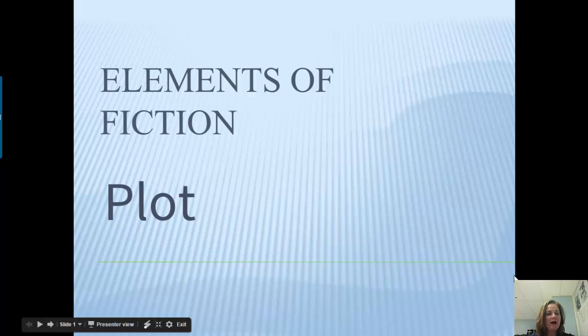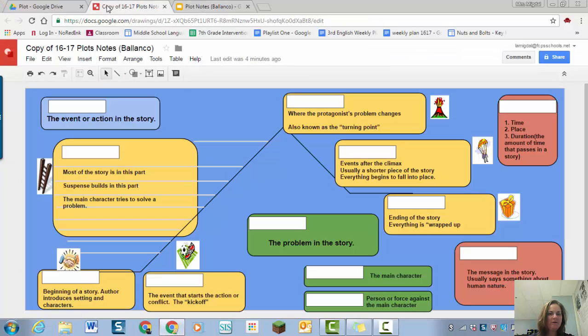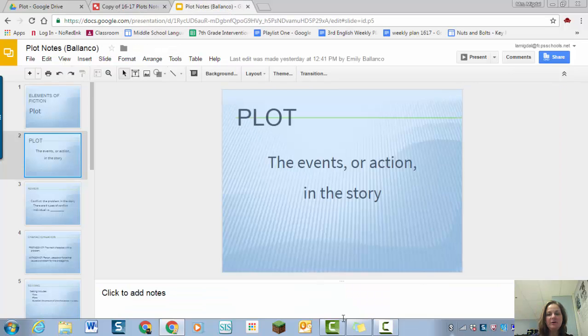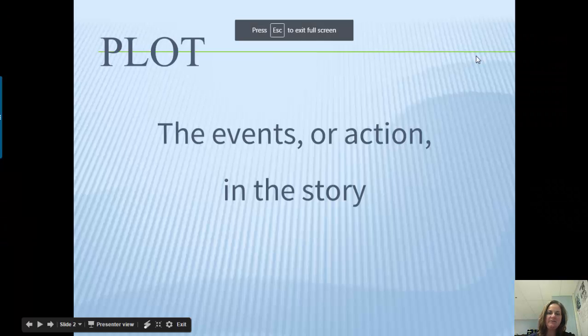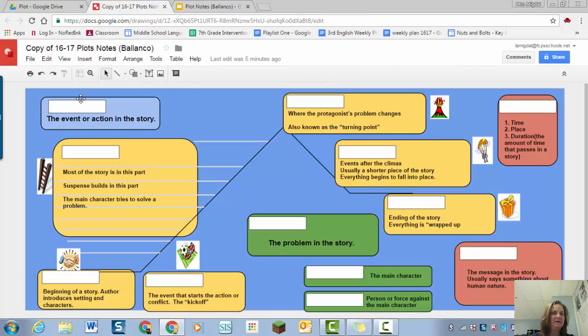Today we're going to talk about plot, which is our next fiction topic. I want you guys to be using, hopefully you have this document open. We're going to work through definitions in my PowerPoint, and you guys are going to be putting in definitions on that sheet. Okay, so plot are the events or action in the story, and that goes right up here. So plot, the events or action in a story.